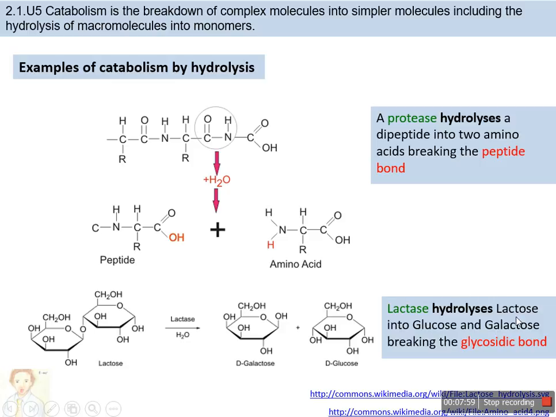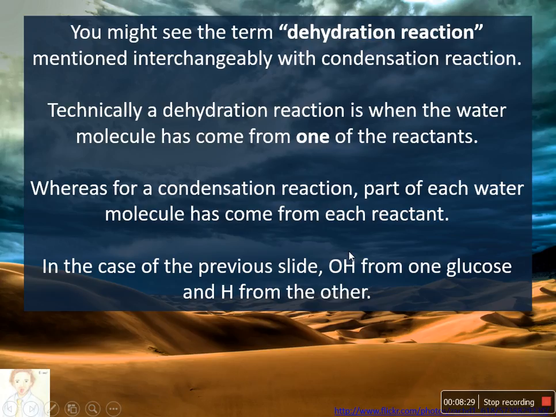Lactase hydrolyzes lactose into glucose and galactose, breaking the glycosidic bond. So here's lactose, again, which is a disaccharide, meaning two sugars, 1, 2. Okay, lactase and water go into the reaction, and that glycosidic bond that's there, look, is being split apart, and obviously water has to be added into that reaction so that you've got your two hydroxyl groups that remain on your two molecules that are left over.